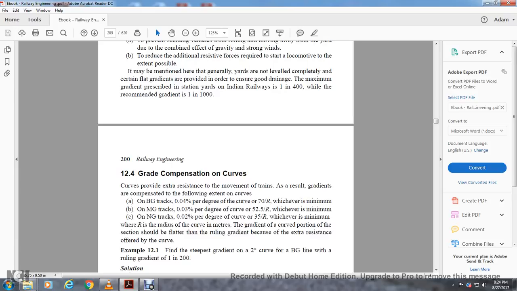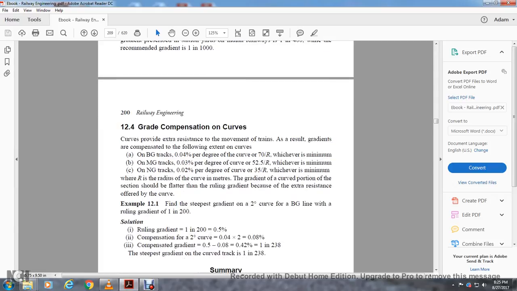12.4. Grade compensation for curves. A curve provides extra resistance to the movement of the train. As a result, the gradients are compensated by the following extent for the curve. Broad gauge track: 0.04% per degree of curve, with 70 R minimum. Meter gauge: 0.03% per degree of curve, with 52.5 R minimum. Narrow gauge: 0.02% per degree of curve, with 35 R minimum. On a curved section, the gradient shall be made flatter than the ruling gradient because of the extra resistance over the curve.